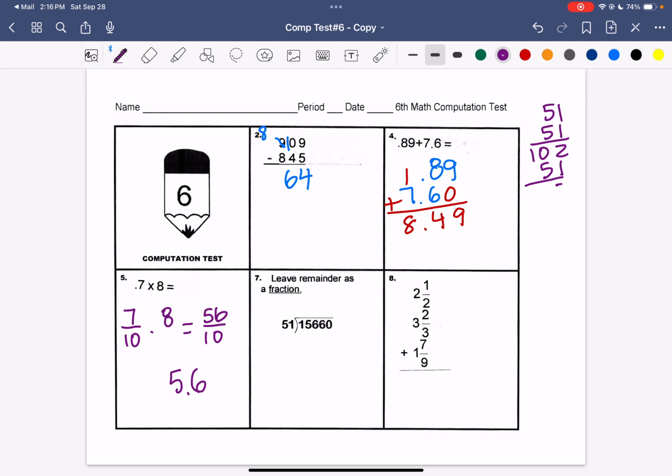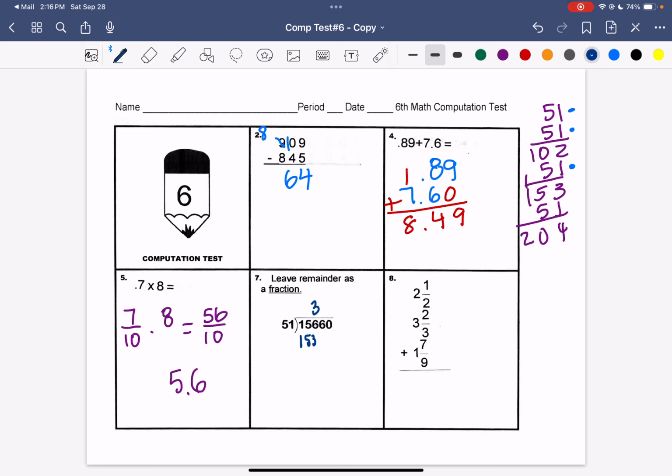Add another 51. I'm going to keep adding until I realize I don't need to anymore. So I went over. I did that on purpose, but we're going to go back and add the 51. So that counts as 1, 2, and 3. So in other words, 51 goes into 156 3 times. 3 times 51 is 153.